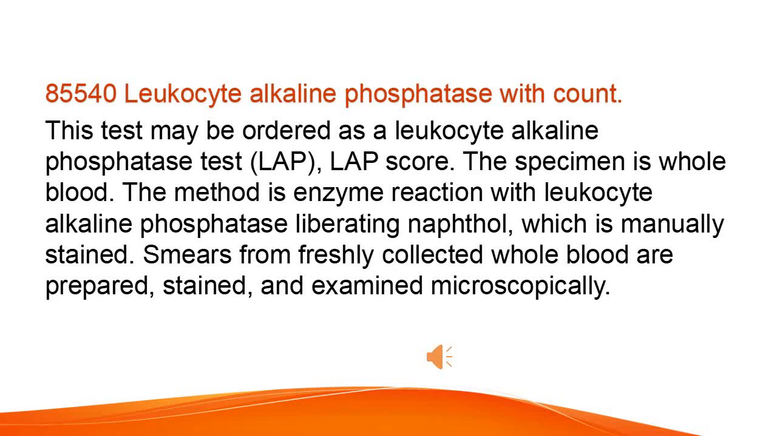Leukocyte alkaline phosphatase with count. This test may be ordered as a leukocyte alkaline phosphatase test, LAP, lab score. The specimen is whole blood. The method is enzyme reaction with leukocyte alkaline phosphatase liberating naphthol, which is manually stained. Smears from freshly collected whole blood are prepared, stained, and examined microscopically.